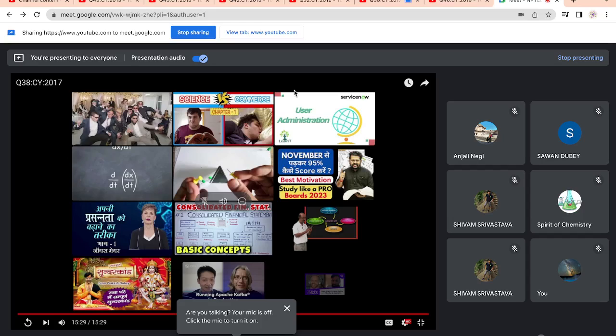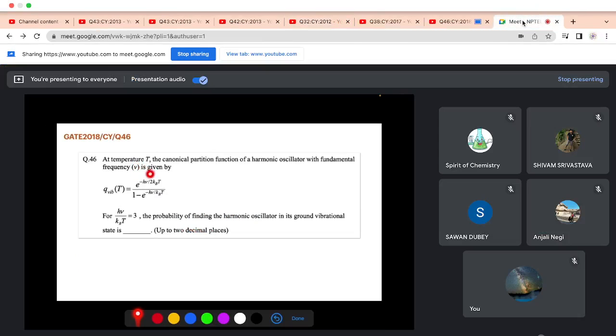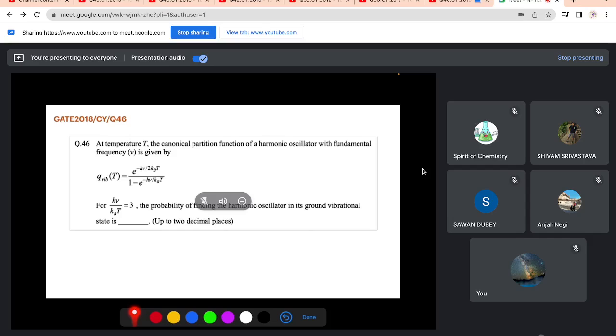Everyone, in this video I will be solving GATE 2018 Chemistry question number 46. This question states that at the temperature T, the canonical partition function of a harmonic oscillator with fundamental frequency mu is given by this expression. We have to find the probability of the harmonic oscillator in the ground state, given h mu by kBT is equal to 3. Before solving this question, let's have some basics here.